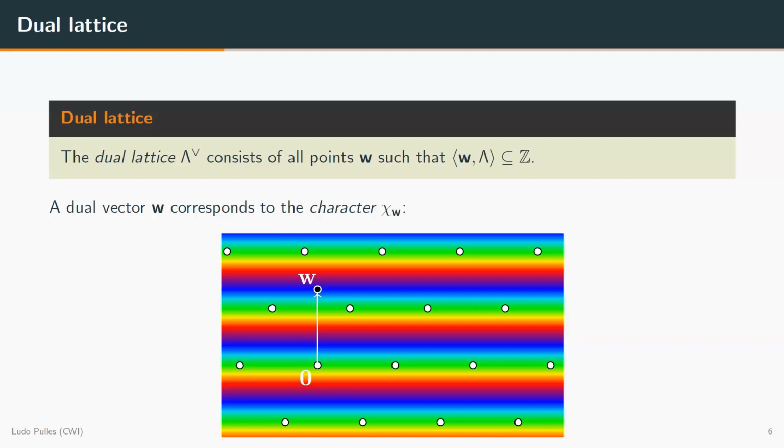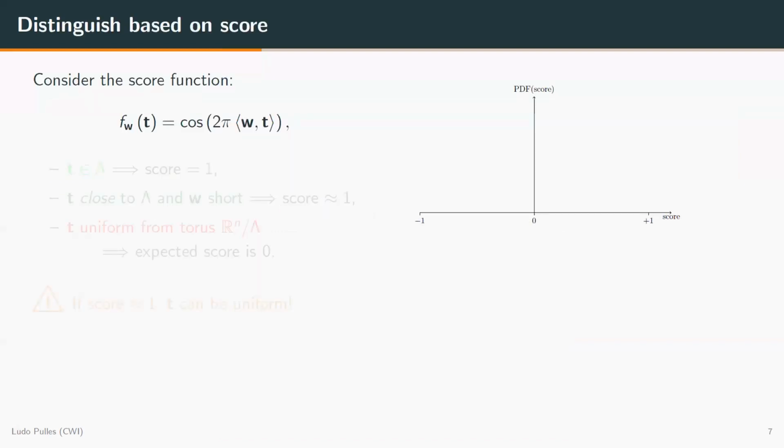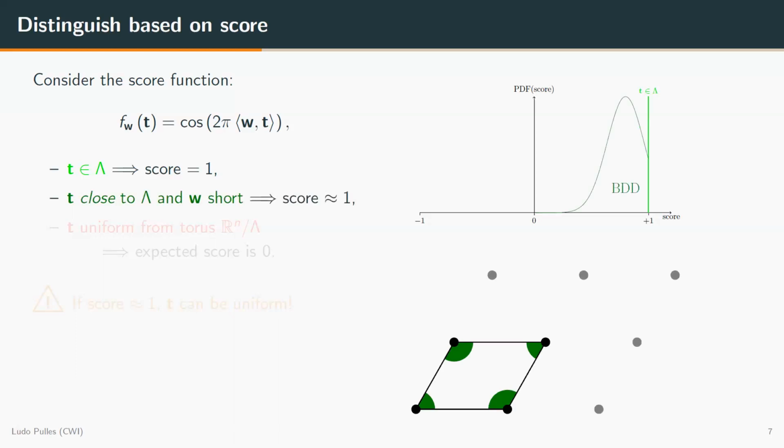By taking this inner product with a dual vector and taking it modulo 1, we get this rainbow pattern. So this rainbow pattern can also be used as a score function. For example, if a target is from the lattice, this cosine is equal to 1, and that's the maximal value. And what is nice is that even when the target is only close to the lattice and this dual vector is somewhat short, this score is still going to be very large.